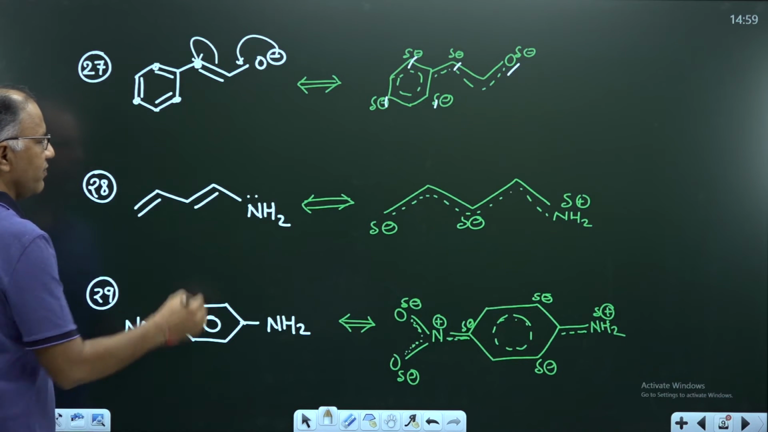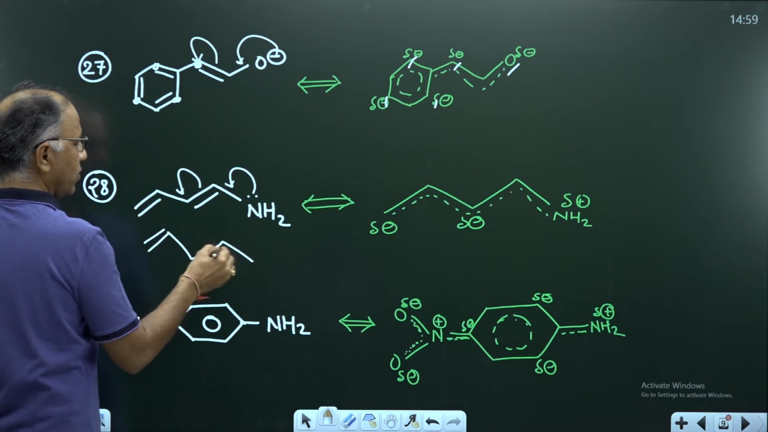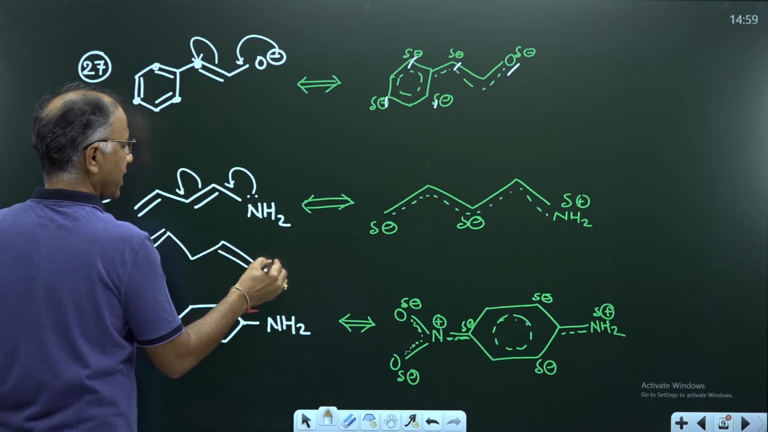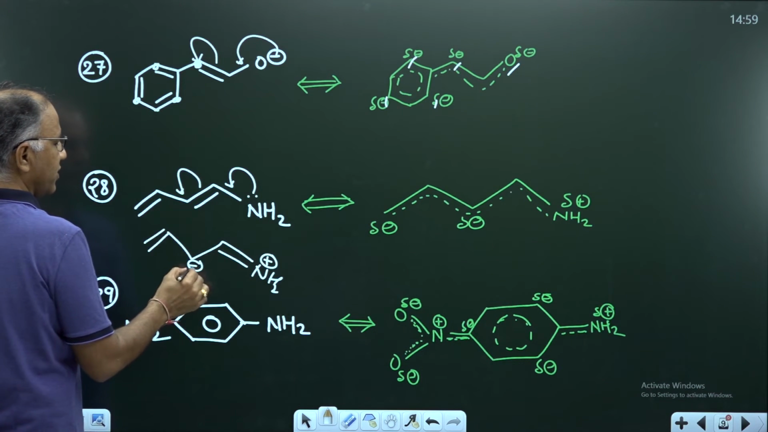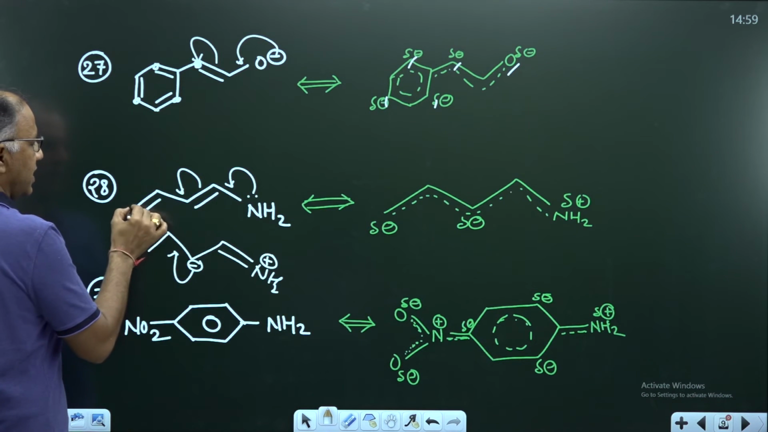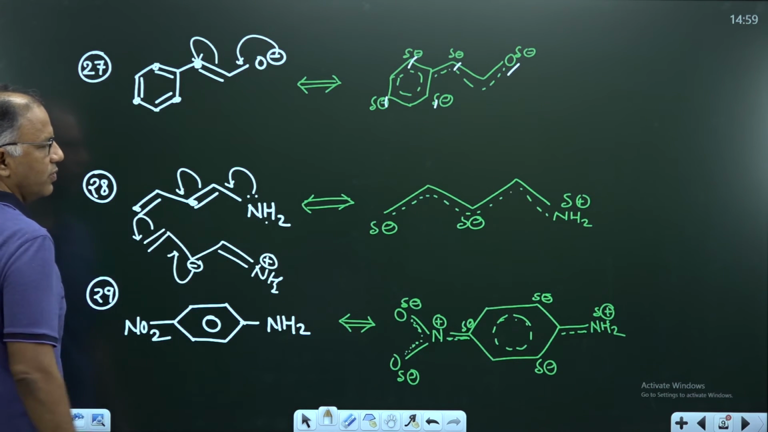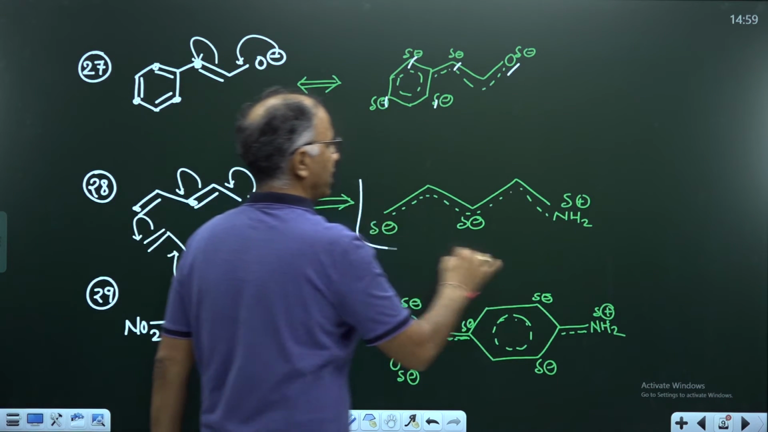Now in the 28th, we will start with lone pair to pi bond to lone pair. What is the resonating structure? Nitrogen carries positive charge, carbon carries negative charge. Then again delocalize. This means this carbon and this carbon carry negative charge and nitrogen carries positive charge. This will be the resonance hybrid.